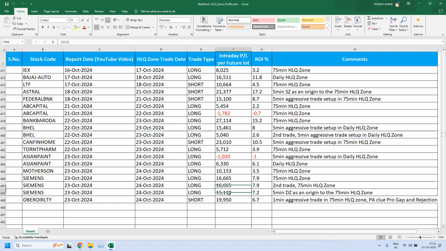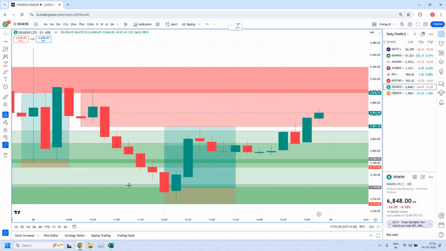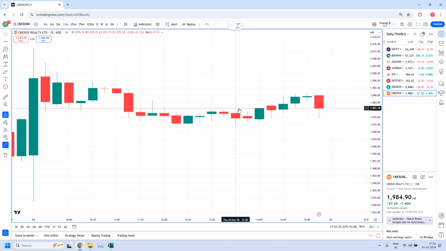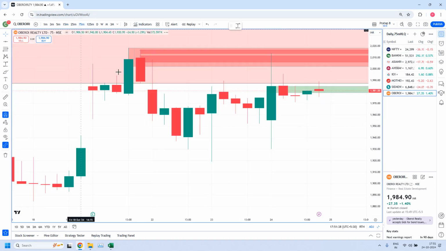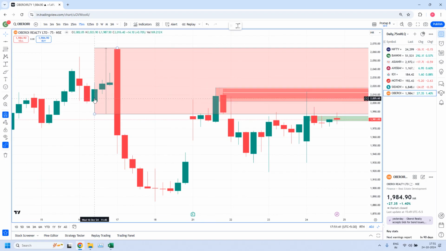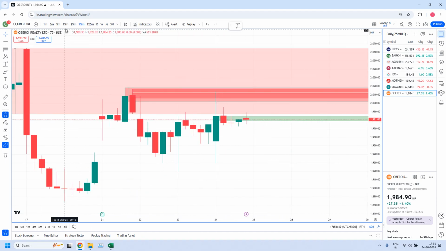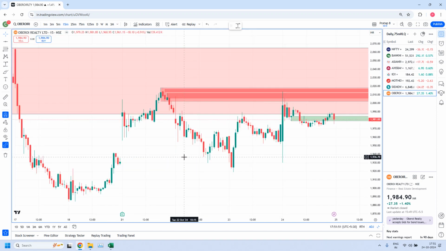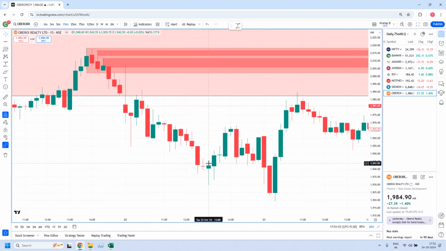Okay, so this is about Siemens. Next one is Oberoi Realty, a very important trade. A lot of observation is required to get this trade. This is a 75 minutes high liquidity supply zone. A drop, 1, 2, 3 base candles and again a drop candle. This is what our software identified. And this one we fine tuned with the 15 minutes time frame. Here we have a fine tuned 15 minute zone.